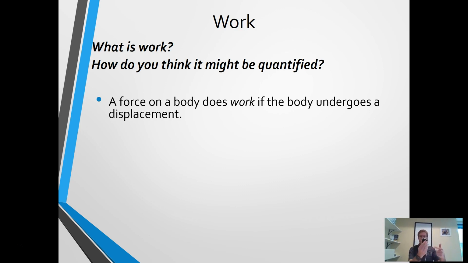Now if I hold it in place and push, no matter how hard I push, if it doesn't move, no work is being done. It feels like I'm doing work because I'm pushing hard, but if it doesn't undergo displacement, you do no work. So the work done is based on both the force being applied and the displacement undergone by the object.